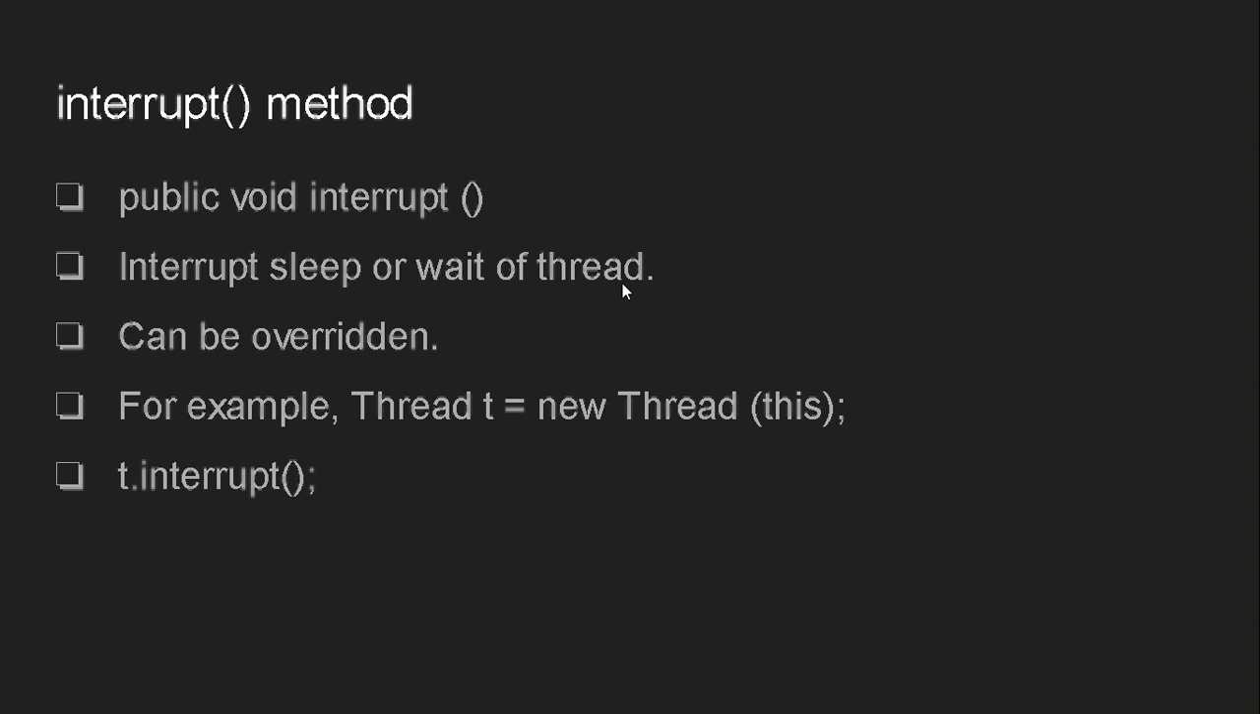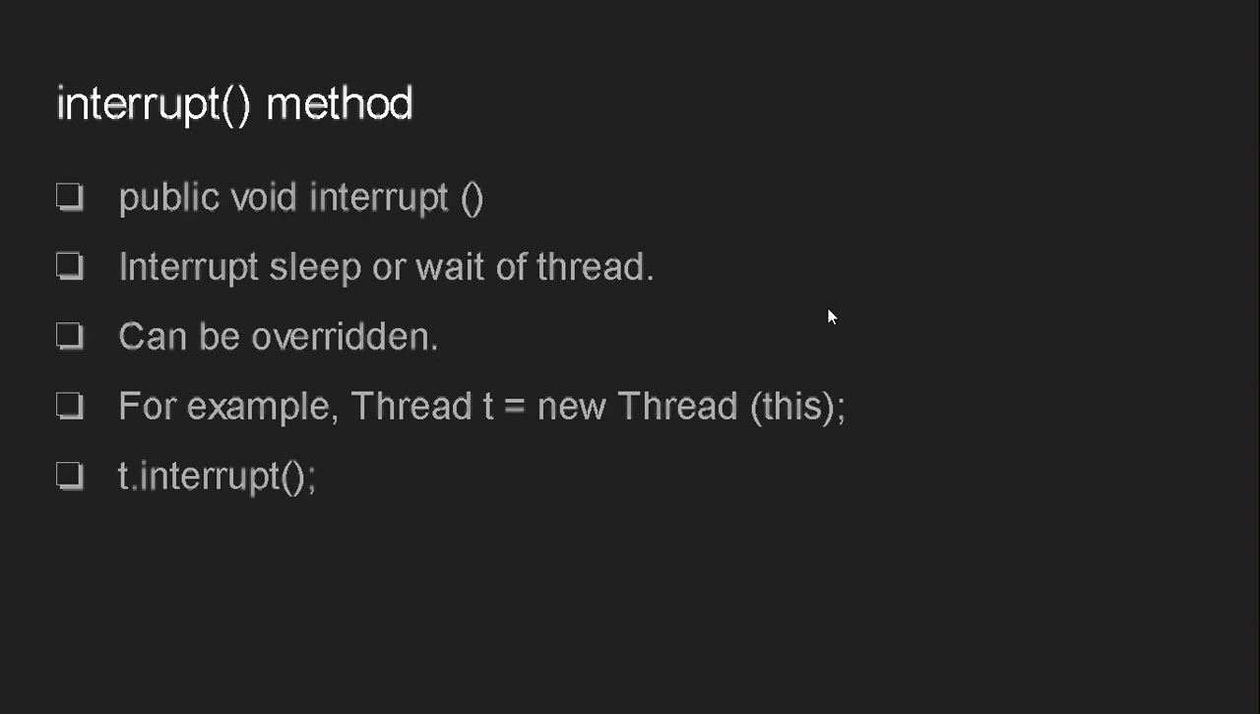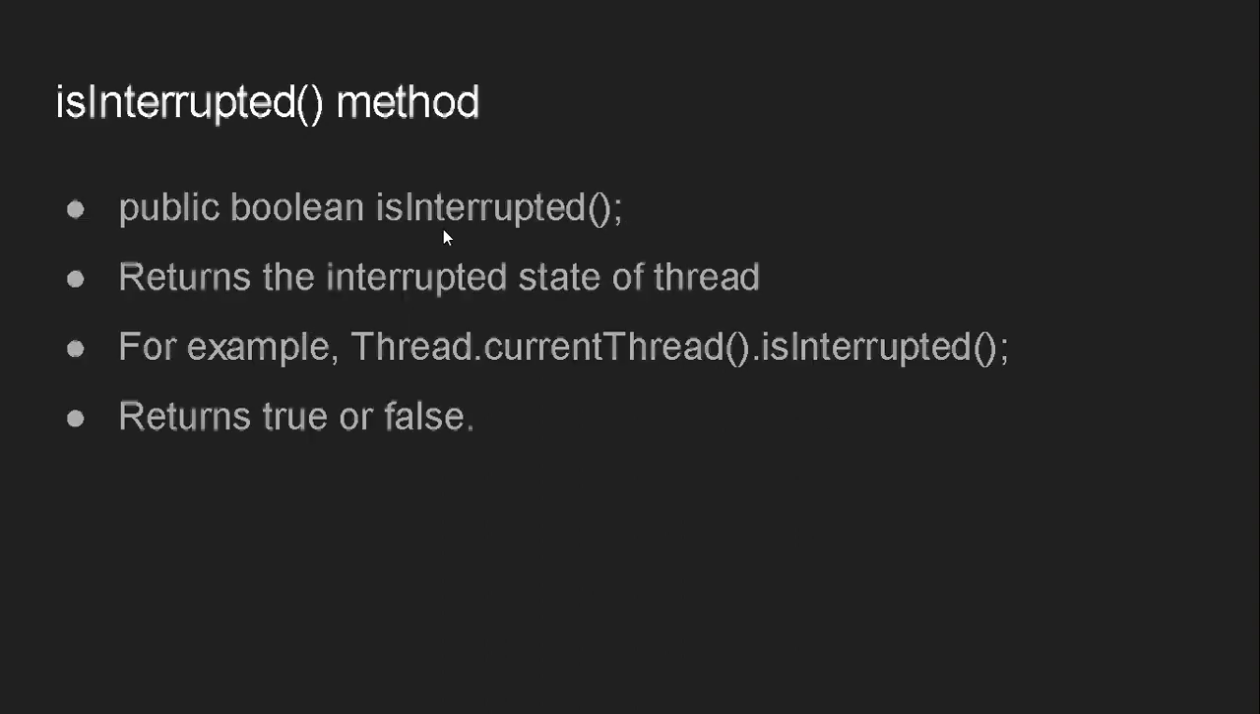Then after that we have the isInterrupted method. This method is going to find out whether the thread has been interrupted or not. The return type of this function is boolean, and the access specifier is, as usual, public. isInterrupted is the name of this method. It is going to return the interrupted state of a thread. That means it is going to return true if the thread has been interrupted by using the interrupt method, and it is going to return false if the thread has not been interrupted.